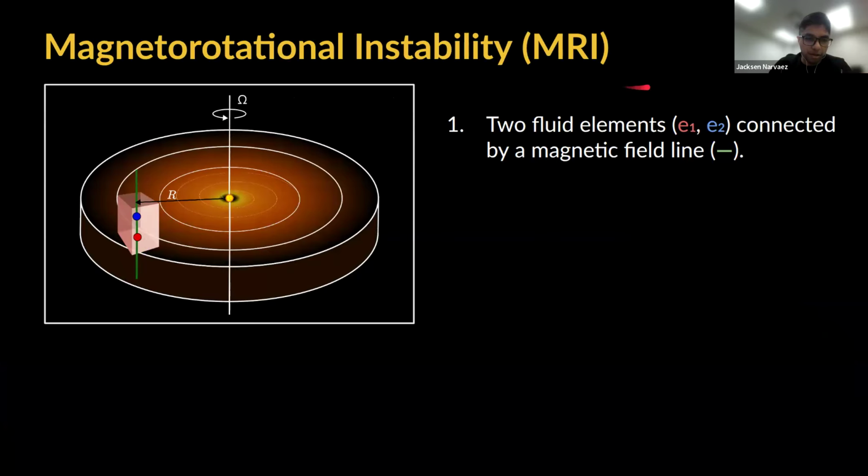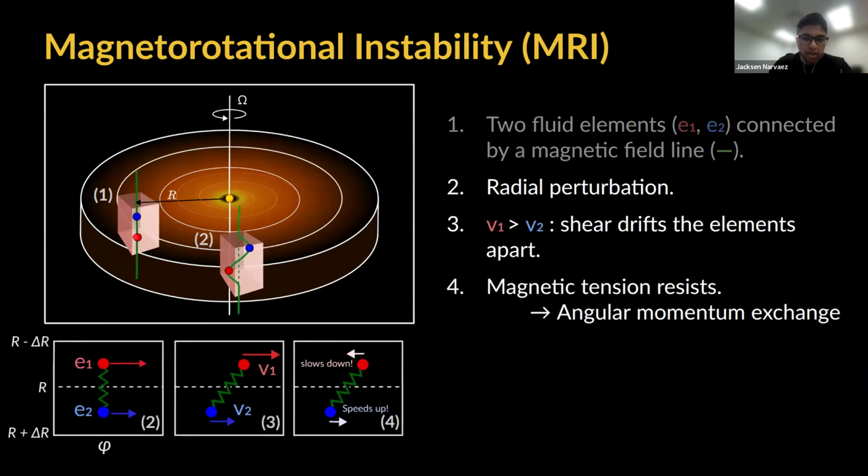So first, let me start explaining how MRI works with this simplified sketch. We have an accretion disk around a central object, and there we consider two fluid elements at the same distance from the central object and connected by a magnetic line. So if we insert a radial perturbation on the elements such that one of the elements gets closer to the central object, then due to the differential rotation, the inner object will move faster than the outer object, and so the two fluid elements will move apart.